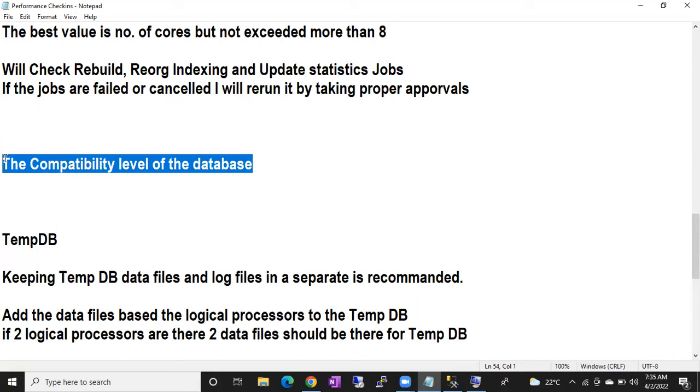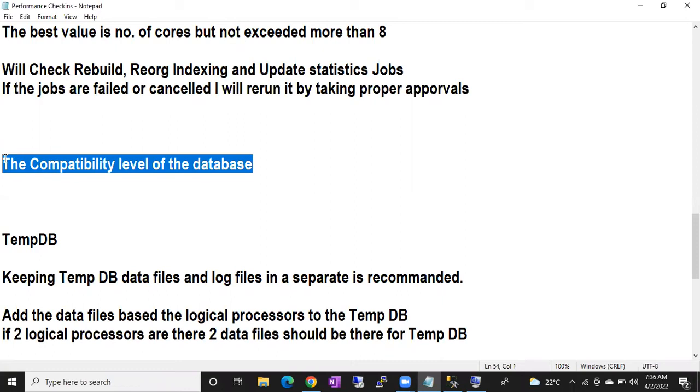2014 compatibility level, what? 12, sir, for 2014. Okay, 120 will be the compatibility level of the database. If you restore any database from 2014 to 2017, the 2014 compatibility level is 120.